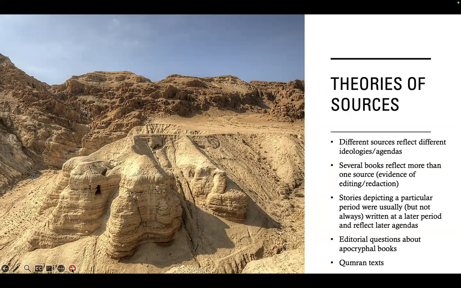Now, because these sources had all kinds of values, agendas, ideologies, things that they were trying to advance with these stories, this raises a lot of editorial questions about how come certain books came to be included in the biblical canon, whereas other books got left out. And we know that there is quite a number of books that date to the same time that the biblical books were written, but stayed outside. We call those apocryphal books.